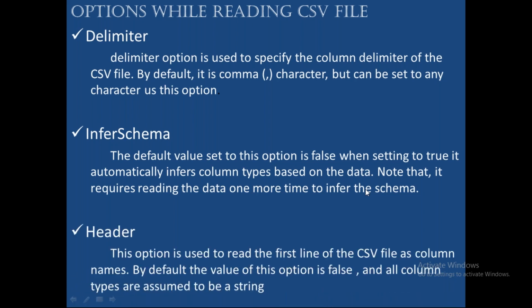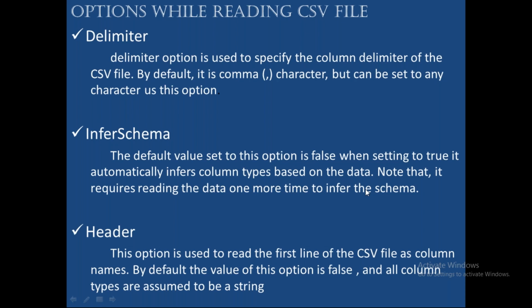Now the third option is header. This option is used to read the first line of the CSV file as column names. So why are we using this option? This option is used to read the first line of the CSV files as column names. By default, the value of this option is false. So by default, this option is also set as false.